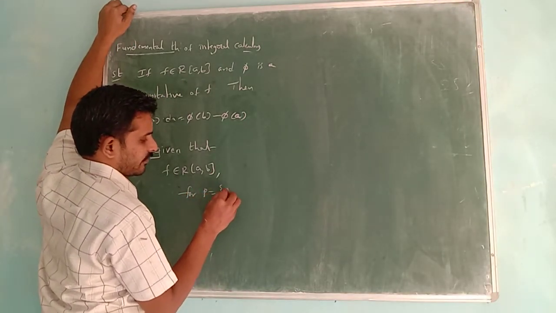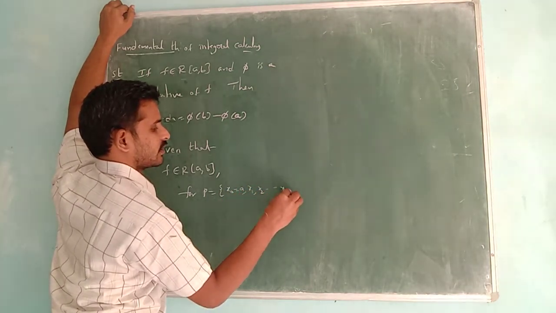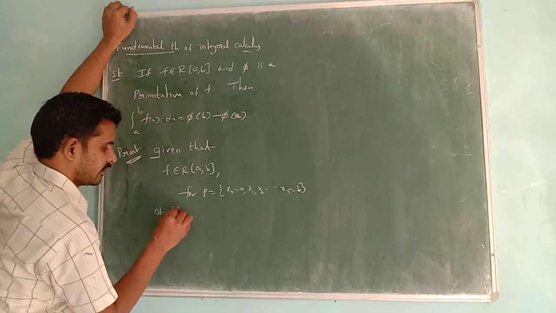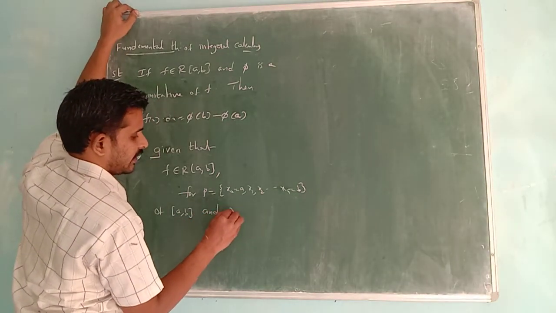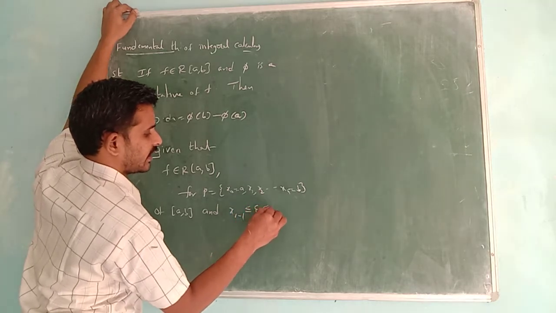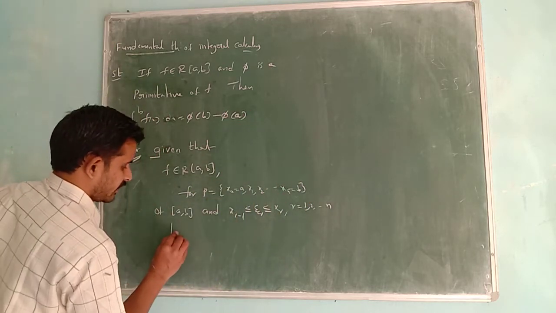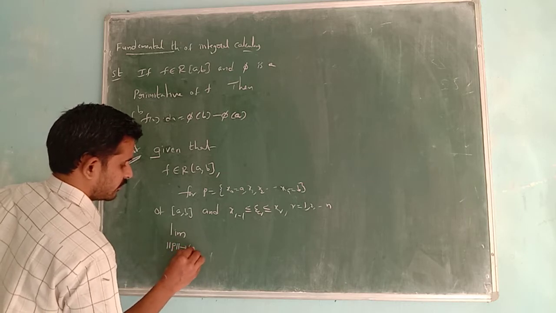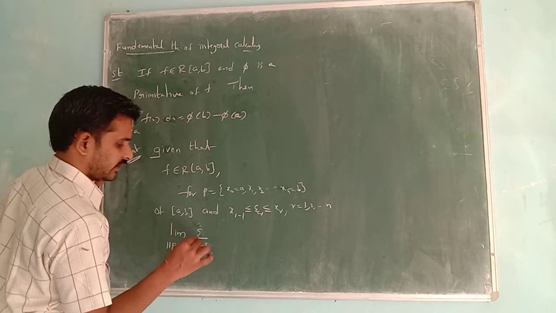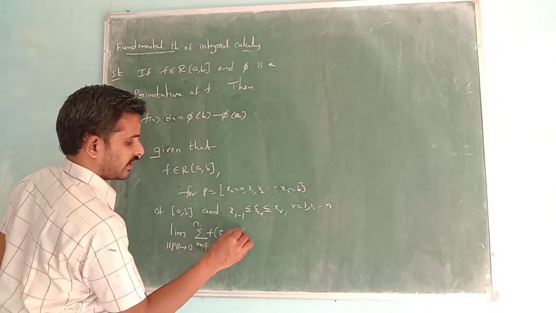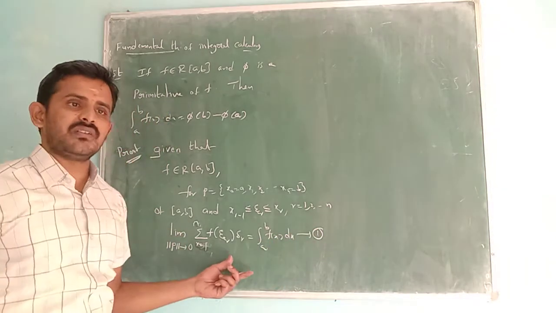for P equal to {x0 = a, x1, x2, and so on, xn = b} a partition of [a, b], and x_{r-1} less than or equal to xi_r less than or equal to x_r, where r equals 1, 2, and so on up to n, then the limit as norm of P tends to 0 of the sum for r running from 1 to n of f(xi_r) delta_r is equal to the integral from a to b of f(x) dx. This is the definition of Riemann integrable.